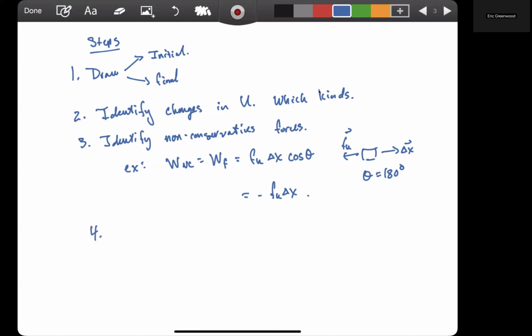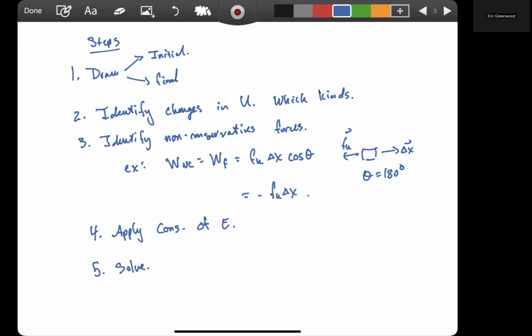Step number 4 then is to apply our conservation of energy. And then finally, step number 5 is, of course, solve for whatever it is that I'm actually looking at here. So, good. So in this case, what do we want to know?